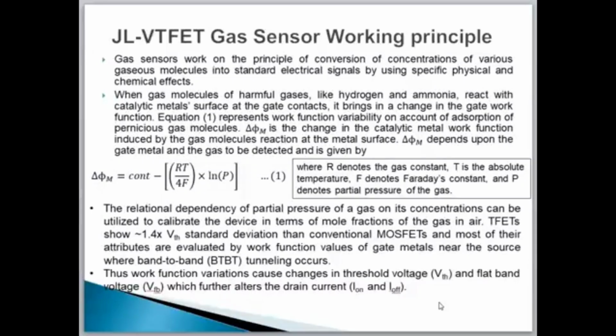TFET shows 1.4 times the VTH standard deviation of a conventional MOSFET. TFET is a more sensitive device than MOSFET, and most of its attributes are determined by the work function value of the gate metal near the source, where the band-to-band tunneling mechanism takes place. Thus, work function variation causes a change in the threshold voltage and flatband voltage, which further alters the drain current I on and I off and their ratio.